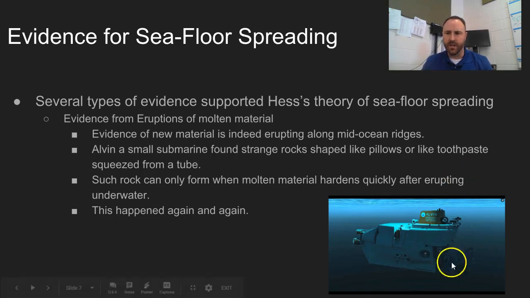Alvin, pictured right here, is a small submarine that found strange rock shapes like pillows or toothpaste squeezed from a tube at the bottom of the ocean. And such rock can only form when molten material hardens quickly after erupting. This happened again and again: they noticed when they came across some of these mid-ocean ridges that there were these strange looking rock shapes that were only near them. So that was one thing that Hess had to support his theory.